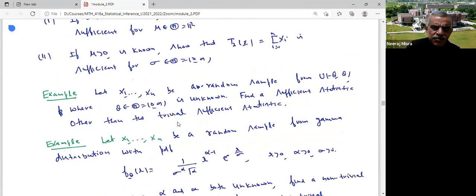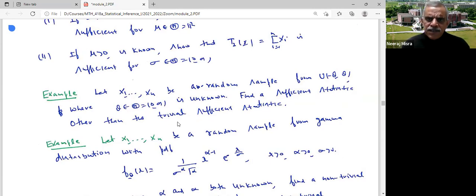Now let's do this example. If x1, x2, ..., xn are IID, a random sample from uniform minus theta to theta, find a sufficient statistic other than the trivial sufficient statistic. Note that the whole sample is always sufficient, which is called the trivial sufficient statistic, because the whole sample is always sufficient.